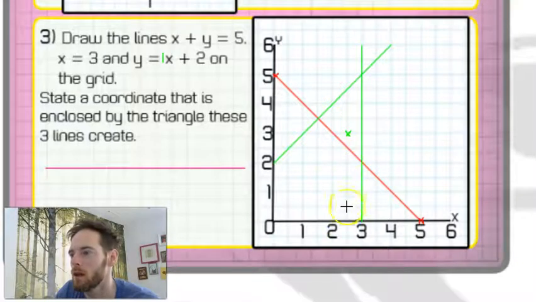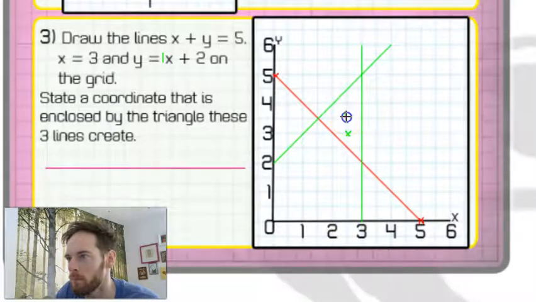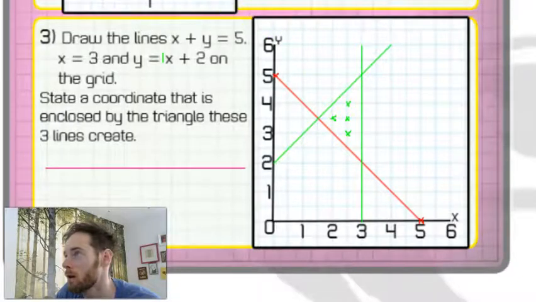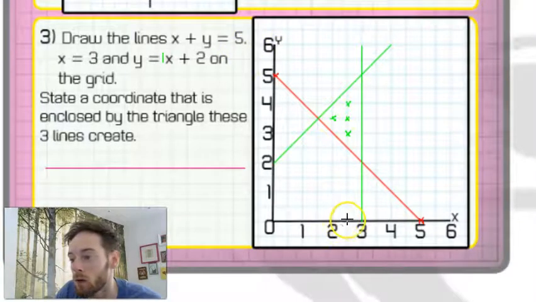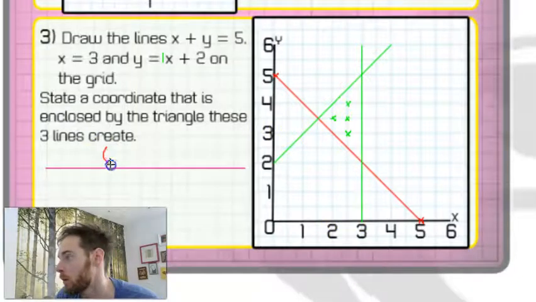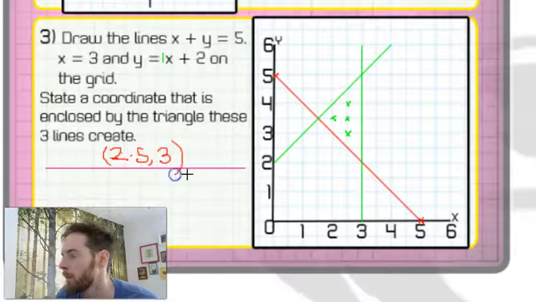That's the first one that I got to. We could have had this one, or we could have had that one. There's 4 there. They're all inside that triangle, but I'm going to have that one there, that first one. So let's get back in that red pen because the green's not that nice to look at. So 2.5, 3 is the coordinate that we would write down. 2.5, 3. All right, there you go.